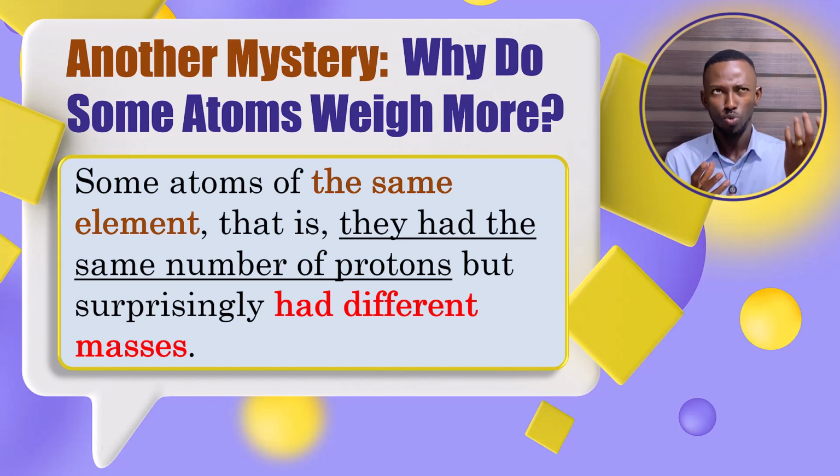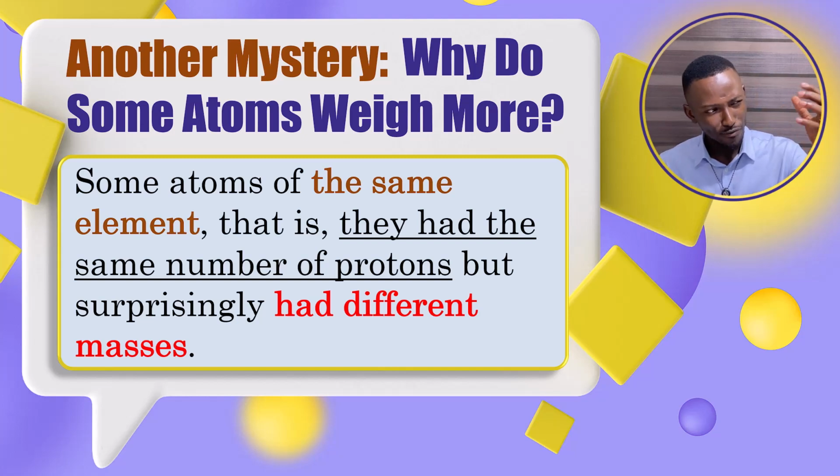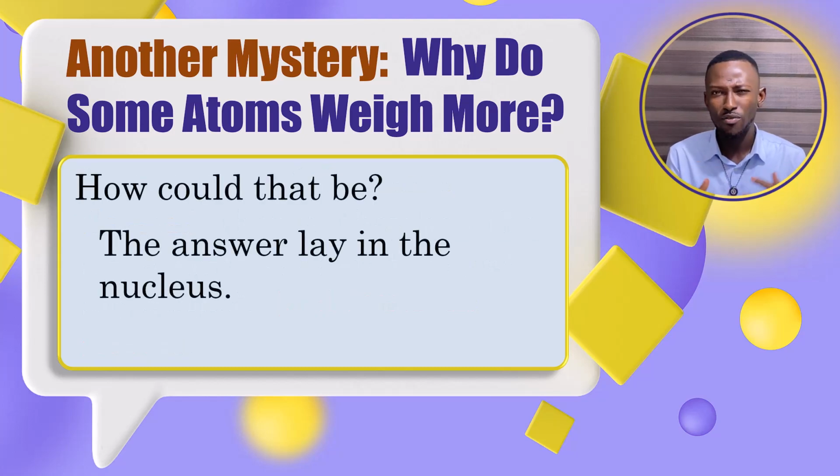If you consider chlorine atoms, they are all atoms of chlorine. But if they pick the first atom of chlorine, and then pick another atom of chlorine, they realize that one is heavier than the other, although they all have the same number of protons. So that was quite confusing to them at the time. So they were wondering how that could be the case. But once again, the answer lies in numbers. What do we mean? The answer lies in the nucleus.